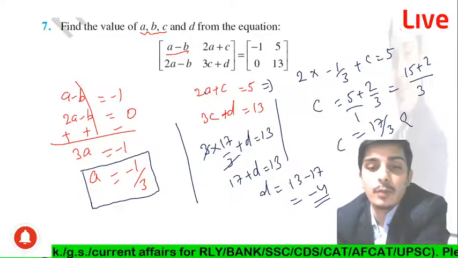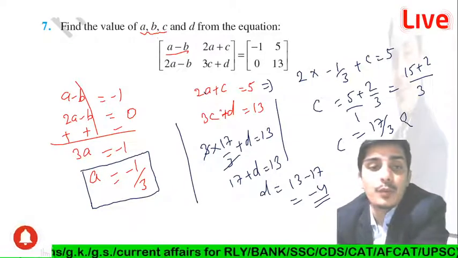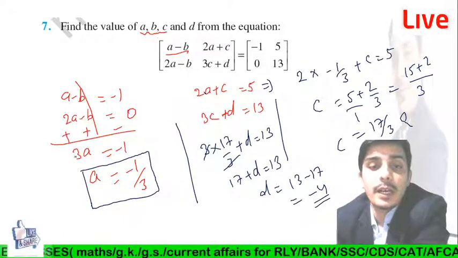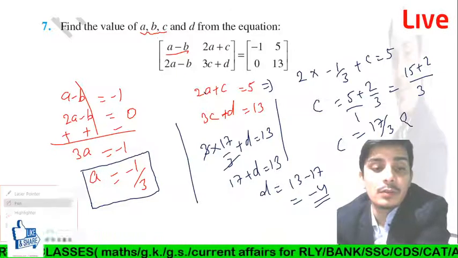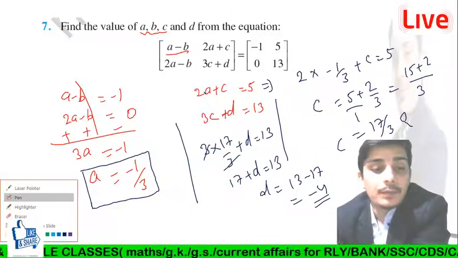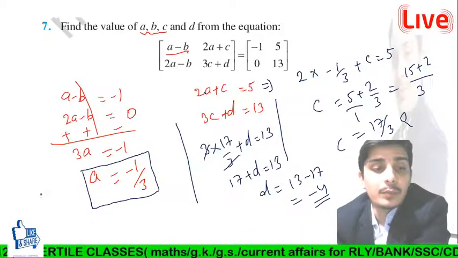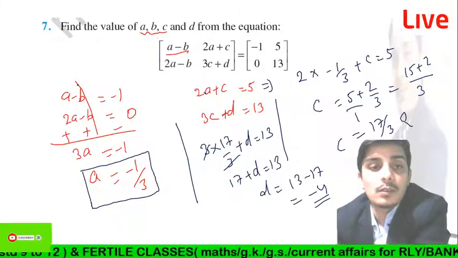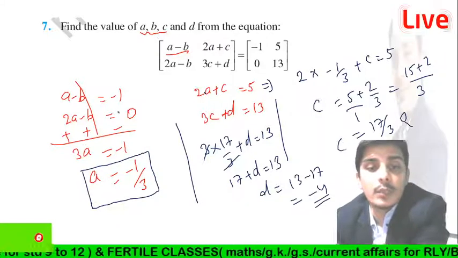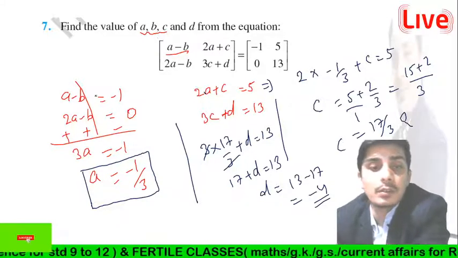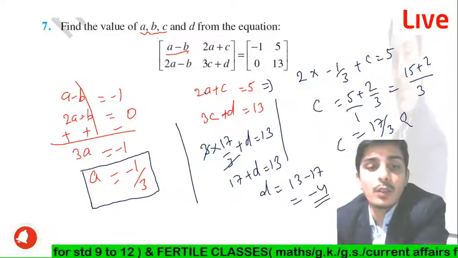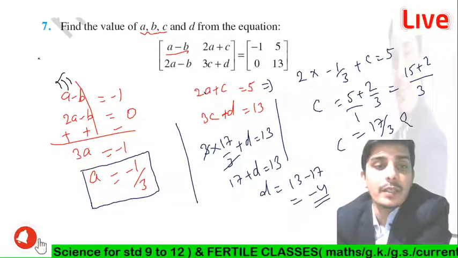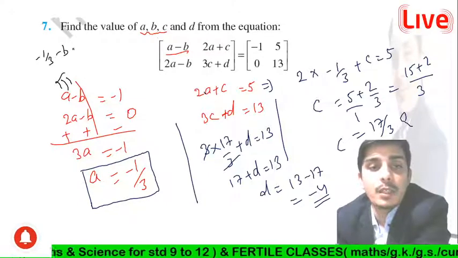So we can say that a is equal to minus 1 by 3, and b, I have not found it yet, okay. One minute guys. So actually I am going to find the value of b. So after putting a equal to minus 1 by 3 in this equation, we get minus 1 by 3 minus b is equal to minus 1.